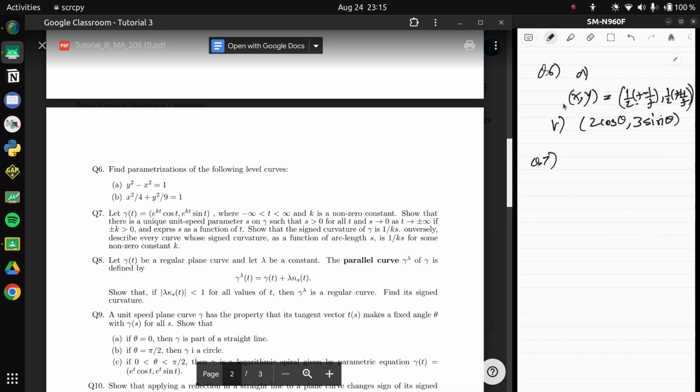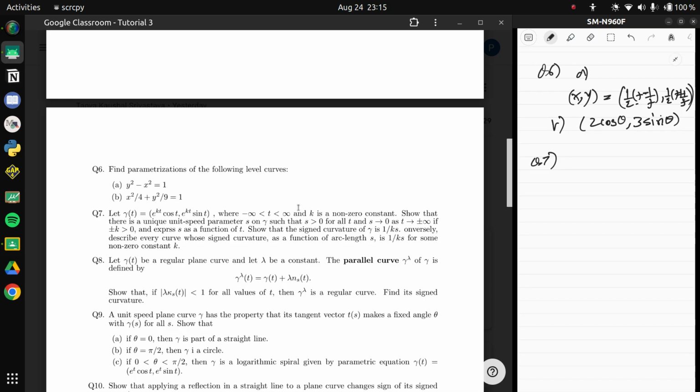Right. Let's go to question number 7. Let, and also phi inverse. So yeah, let gamma of t equal to e power kt cosine of. Wait. So phi inverse has to be. Is your phi inverse actually? Never mind. I'm just gonna go forward. We just wanted parameterization. We don't actually want reparameterization.